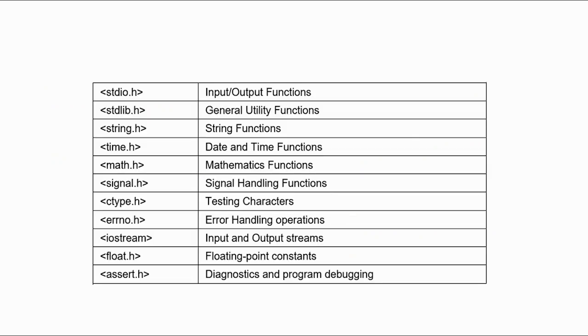C has over 25 header files of very useful functions. To utilize them in our programs, we should learn which header files contain which functions.